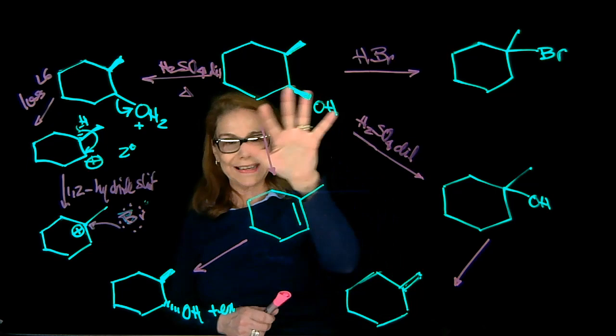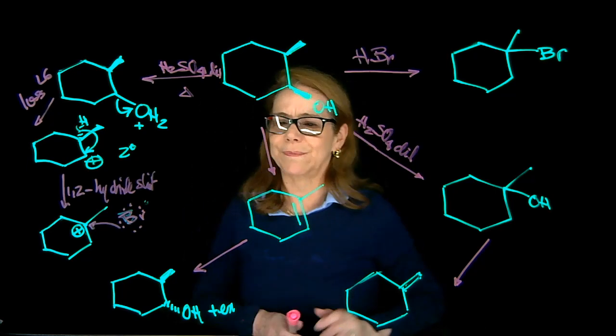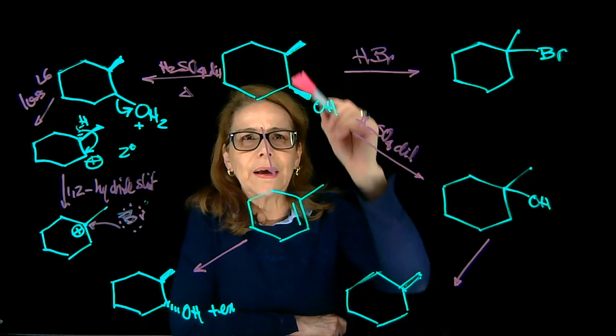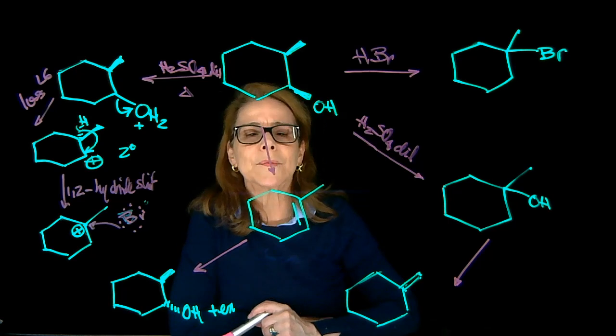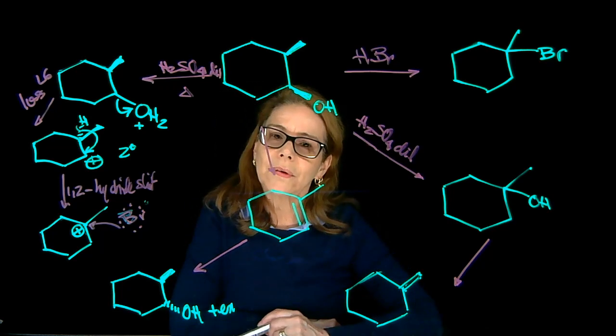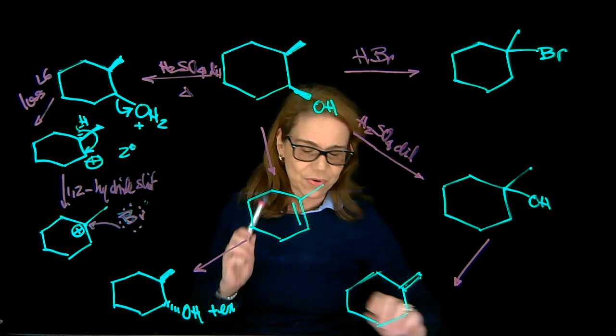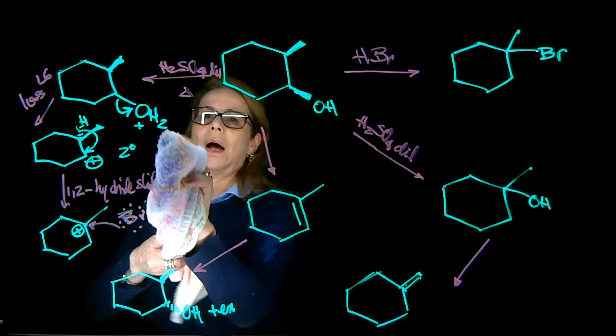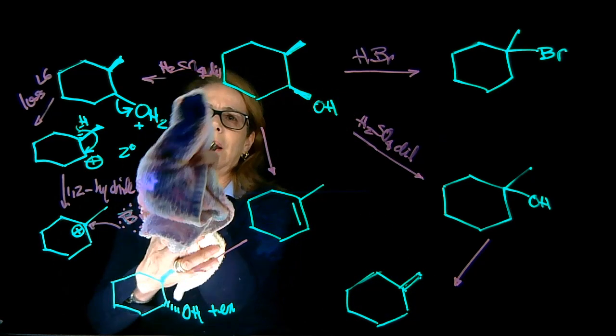Now, let's analyze the other path that we have here. What we have is an elimination. Notice that we have formed a double bond here. But can we do that? Let's remember how this mechanism works.